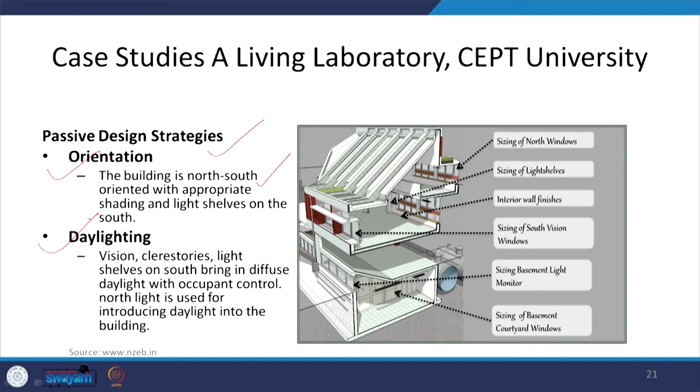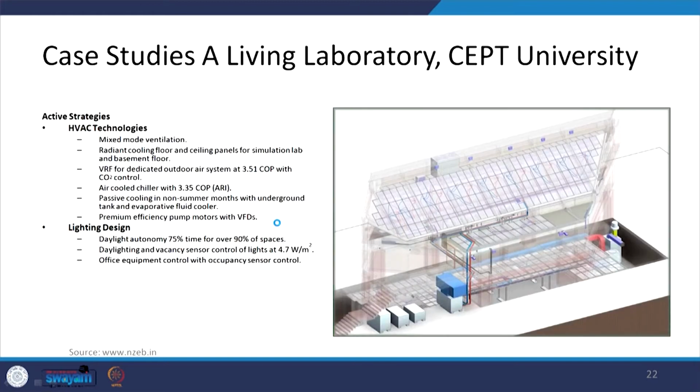Incorporating daylight strategies, adding vision windows, clerestories and light shelves on south to bring in diffused light along with the occupant control, so that there is no requirement for artificial lighting during the day. Using these passive design strategies, the first level of energy demand reduction has been achieved. The second was thinking about the active strategies.